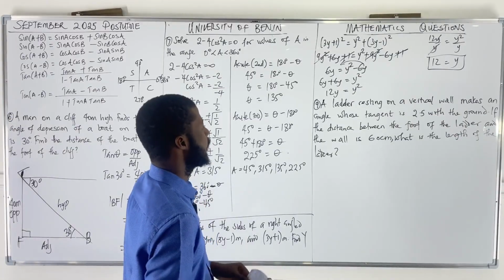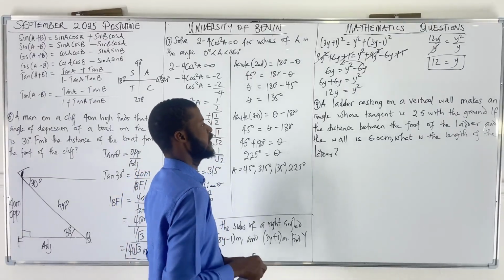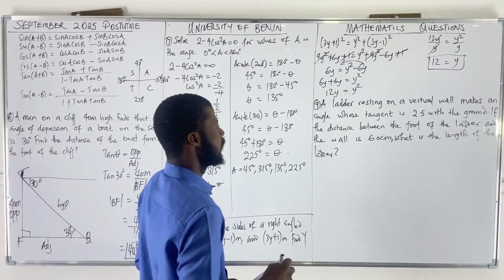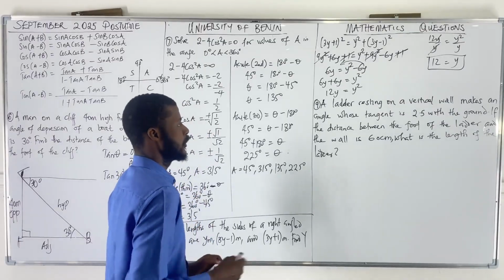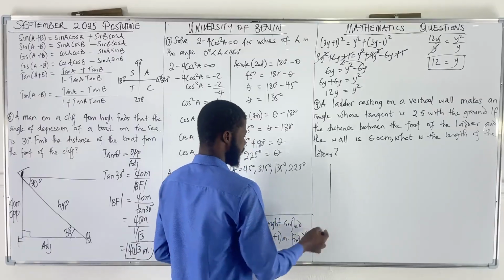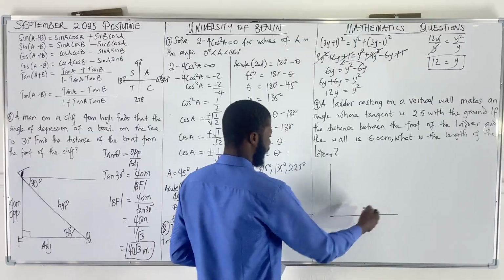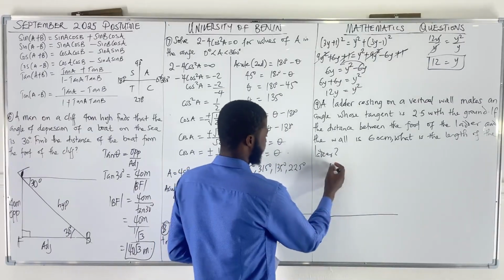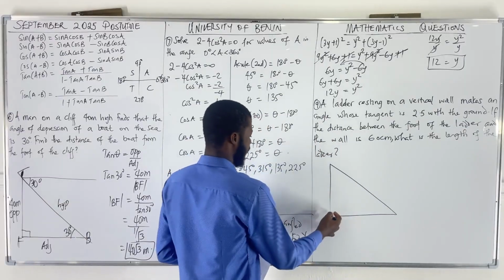This is question 9. A ladder resting on a vertical wall makes an angle whose tangent is 2.5 with the ground. If the distance between the foot of the ladder and the wall is 60 cm, what is the length of the ladder? So first of all, this is a wall. A wall is always straight. So the wall would obviously be standing on the ground. So this is the ground. The ladder is always slant. So you have something like this.